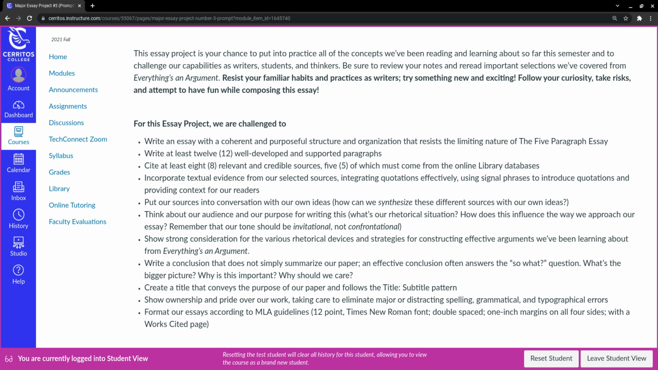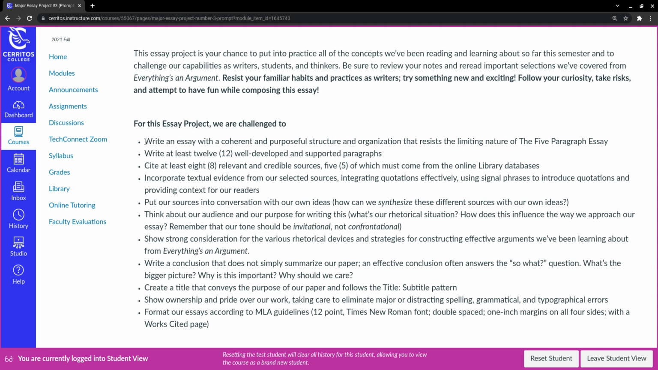All right, so let's go ahead and take a look at these different challenges for major essay project number 3. Many of them are going to seem familiar because we're building on them from our previous essay projects, but let's jump into this. In this essay project, we're challenged to write an essay with a coherent and purposeful structure and organization that resists the limiting nature of the 5-paragraph essay. What that means is that we don't want to fall into the pattern of the 5-paragraph essay structure.